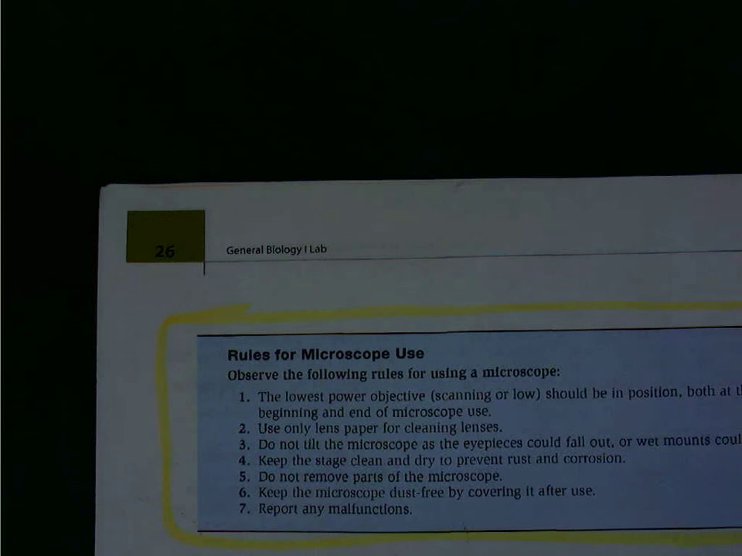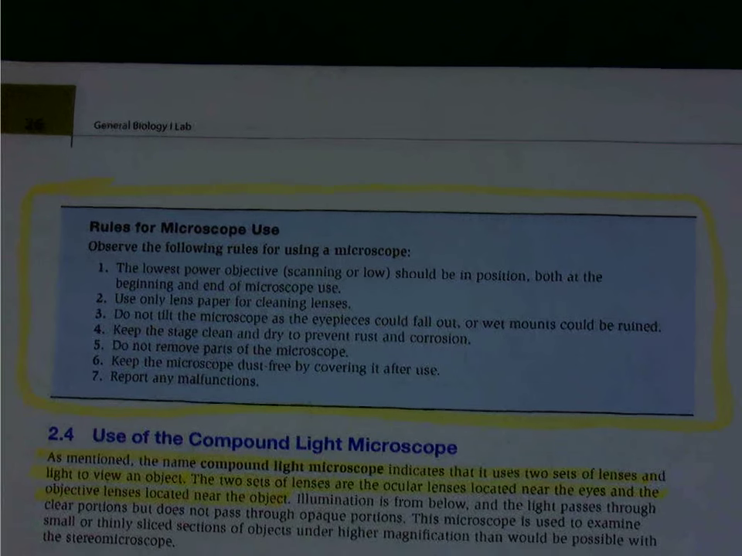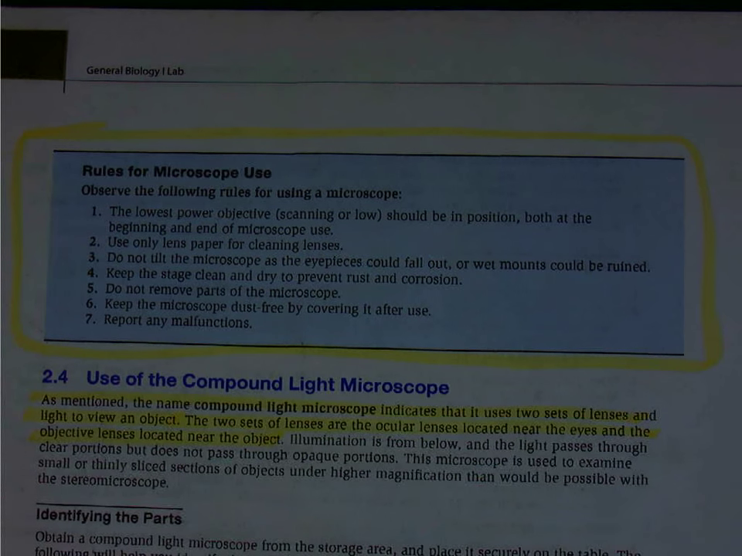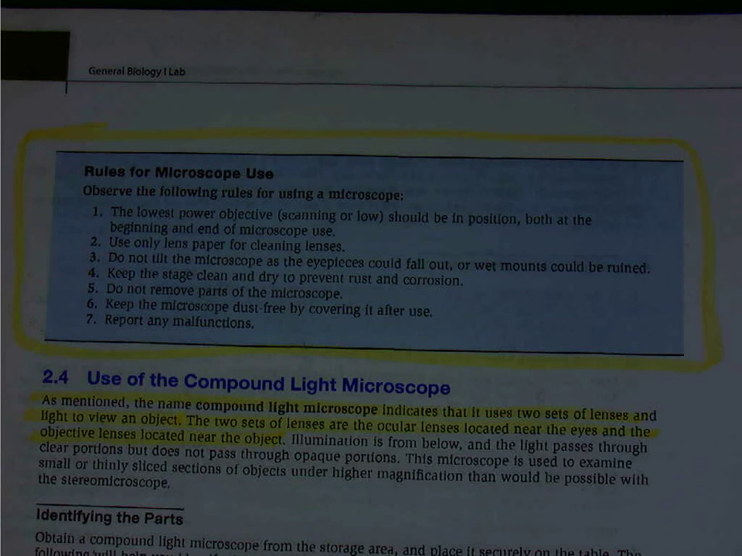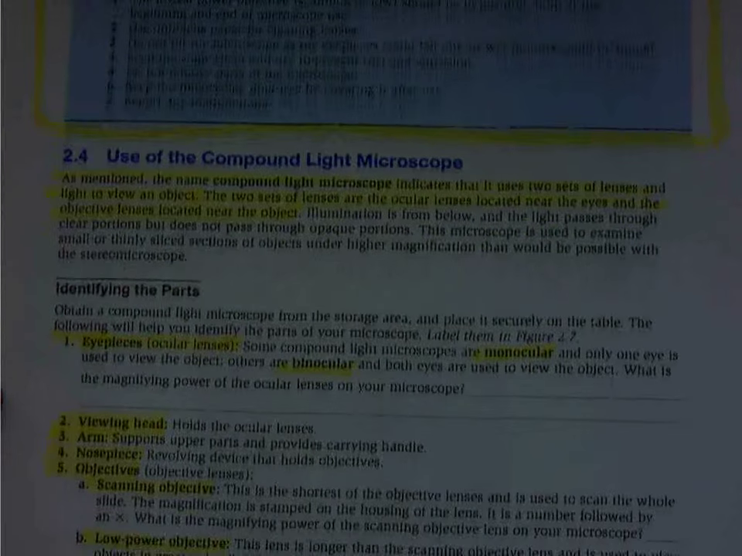We skip on over to page 26. We have some rules about microscope use and care, so you might want to look those over. We try to practice those every time we use the microscope. On pages 26 and 27, we went through the parts of the microscope.